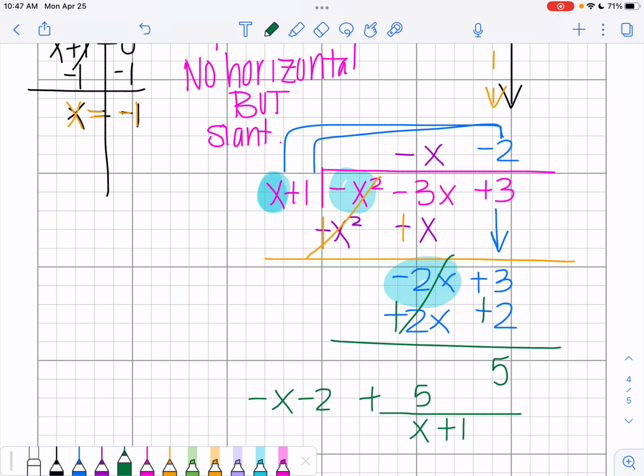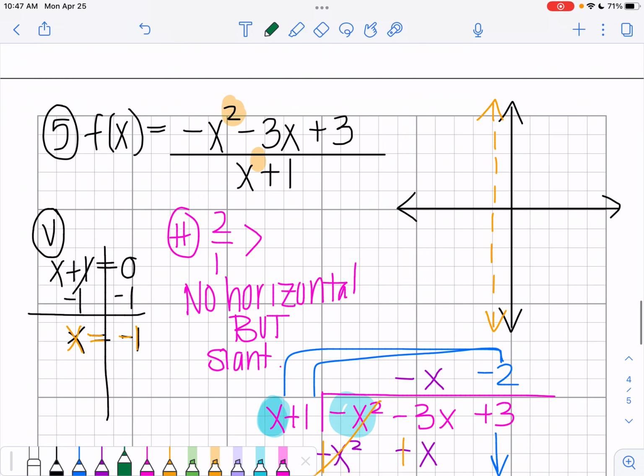But my slant asymptote, I'm not worried about what my remainder is. I'm only worried about here. So this is going to be the line y equals negative x minus 2. So I would graph that. So negative x minus 2. So I'm going to start at negative 2. This is like y equals mx plus b. And my slope is negative 1. So I go down 1, right 1, down 1, right 1. So I'm going to continue with my slope. The more points I draw, personally, I do a better job connecting my lines. So my slant asymptote looks like that here. So again, we have no horizontal, but we do have a slant.